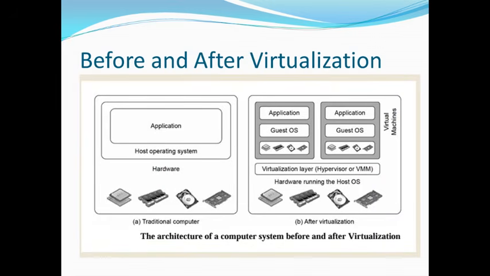Next one is before and after virtualization allocation. Before virtualization, each application or OS required a dedicated server, leading to underutilized resources. While with virtualization, one physical server can run multiple VMs, which increases the hardware efficiency, scalability, and cost saving. Next, we're going to see about types of virtualization.